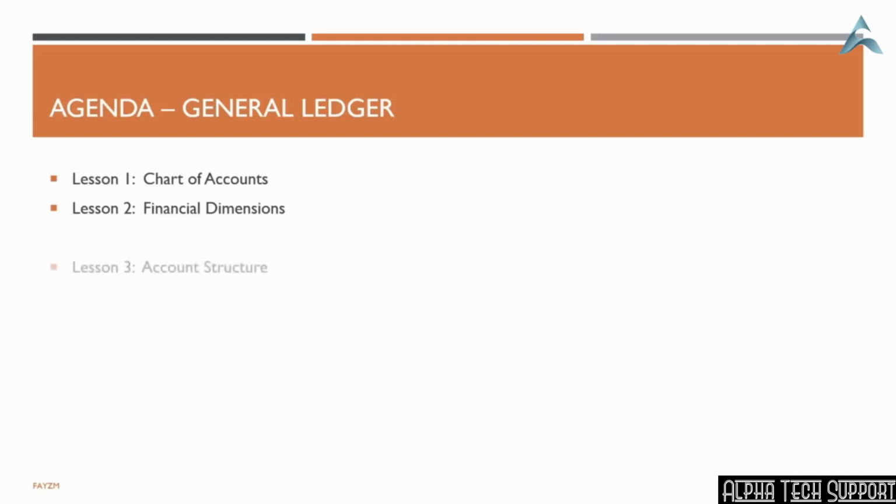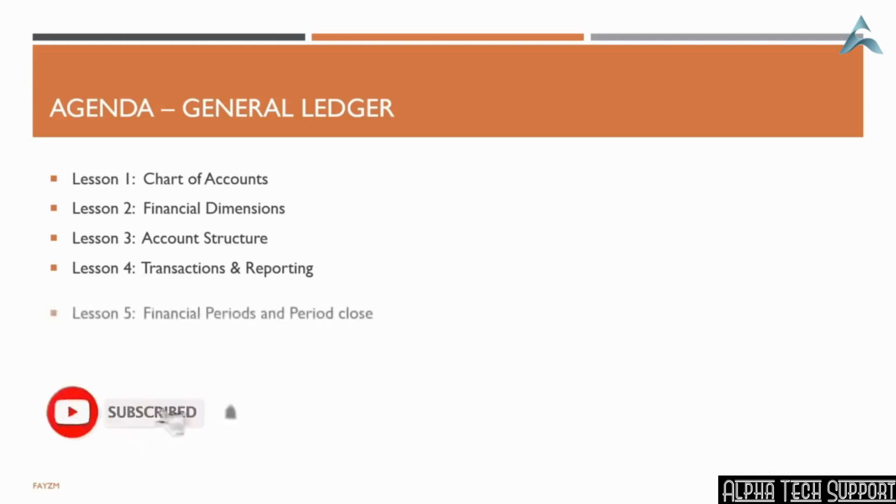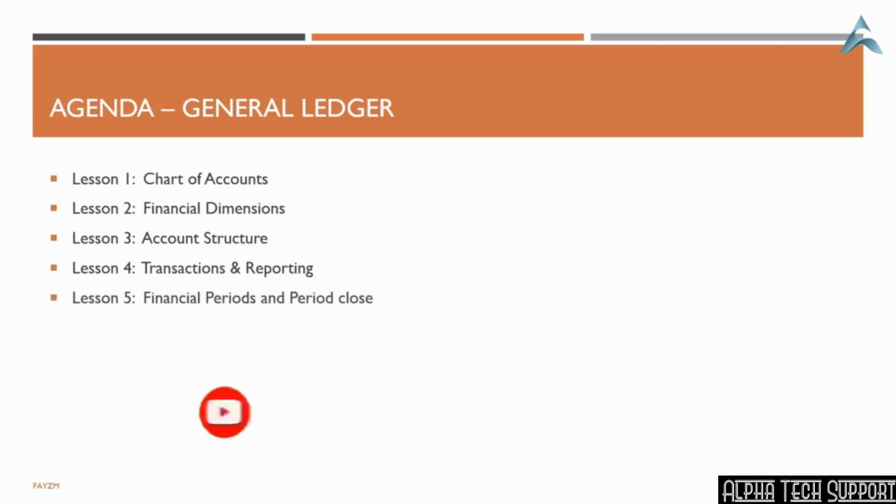And then in lesson 3, we're going to look at the account structure, which basically puts together the chart of accounts and the financial dimensions together as a combination. In lesson 4, we'll get into how do we post actual transactions into the GL module, and we'll also look at how we can pull out the reports based off of this actual data that has been captured when we posted the transactions. In lesson 5, we're going to see the financial periods and period close. A good example of that would be the month-end close.